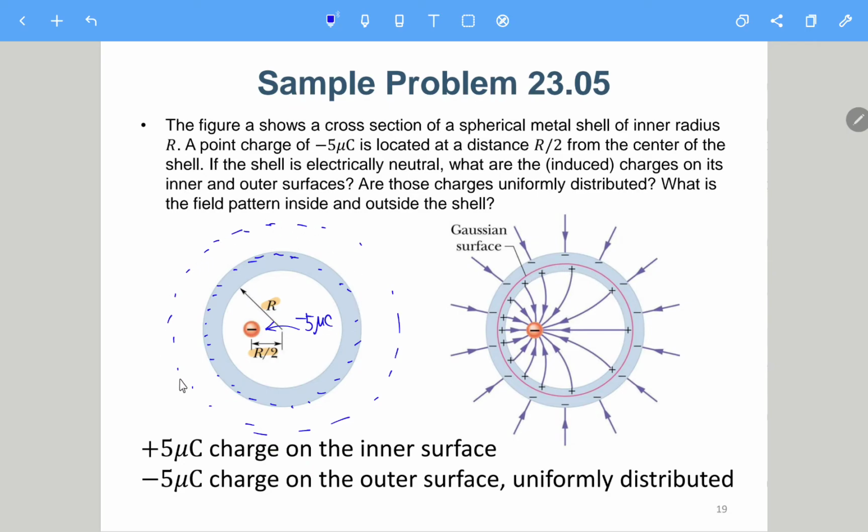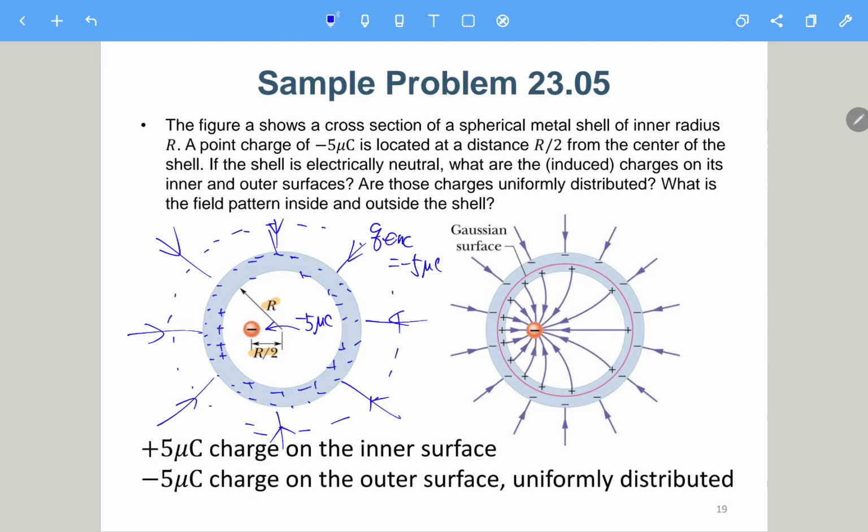So the overall enclosed charge for this Gaussian surface will still be Q enclosed equals minus 5 mu c. And in this case, the E field should be pointing inward. So all the E field should be pointing inside.